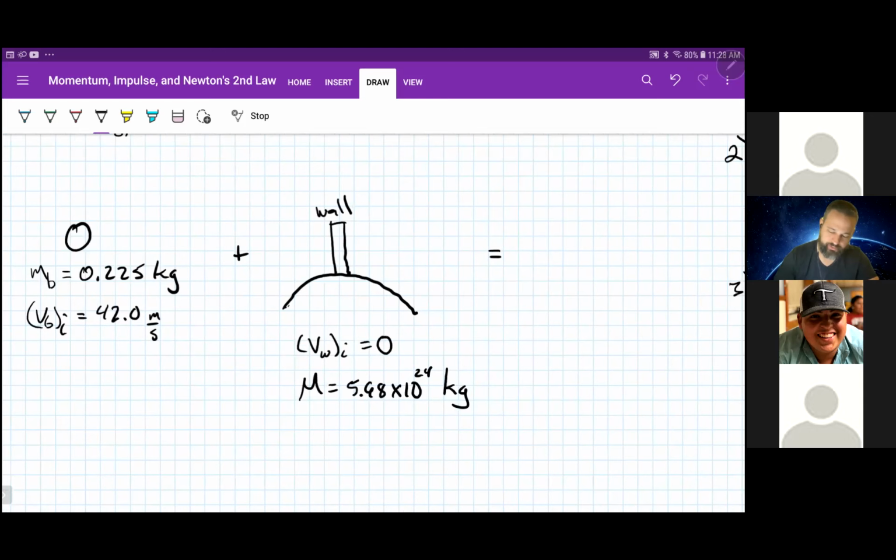Afterwards, the ball rebounds. So its velocity goes the other direction with little loss of kinetic energy. So that means the final velocity is going to be about the same as the initial velocity. So this is going to be VB final, it's just going in the opposite direction. So negative 42.0 meters per second.